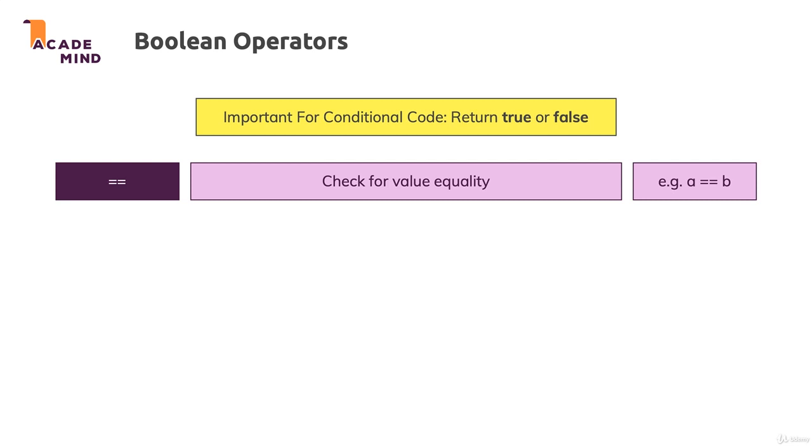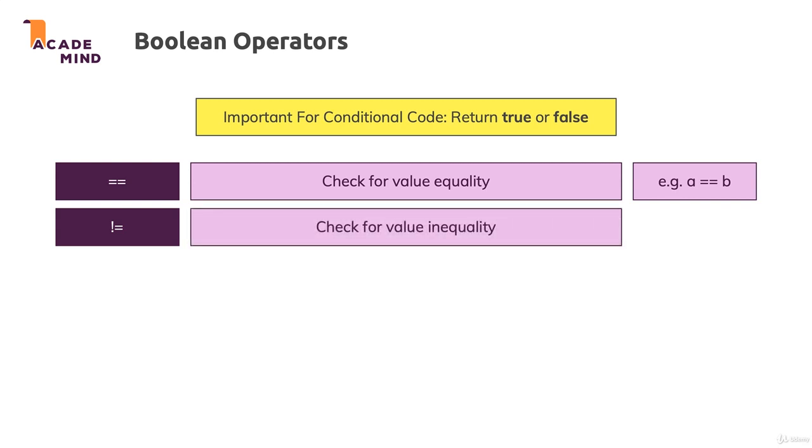Of course, you also can check for values not being equal. You do this with the exclamation mark in front of the equal sign. And important here, you only have one equal sign, so the other equal sign is basically replaced by the exclamation mark. This checks for value inequality, and therefore you could check if a and b are not equal and only execute some code if that's the case.